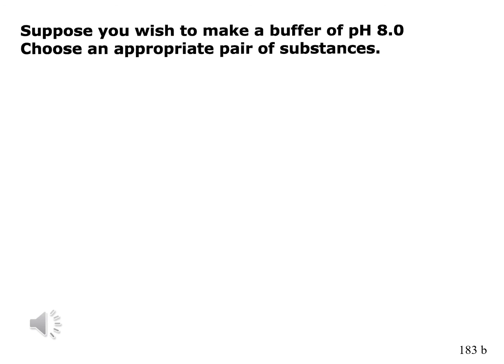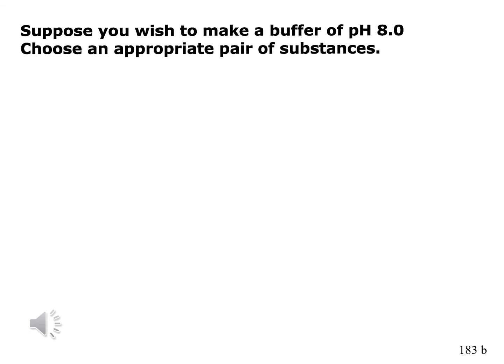In this question, I'm asking you to get both components of a buffer. I want you to pretend like you're a researcher in a lab, and for some reason you need to make a buffer of pH 8. Chemists and biologists need buffers of all different pHs for different purposes. So how would you go about picking an acid first? Because you have to get an acid and a conjugate base. What kind of an acid do you have to get pH 8?